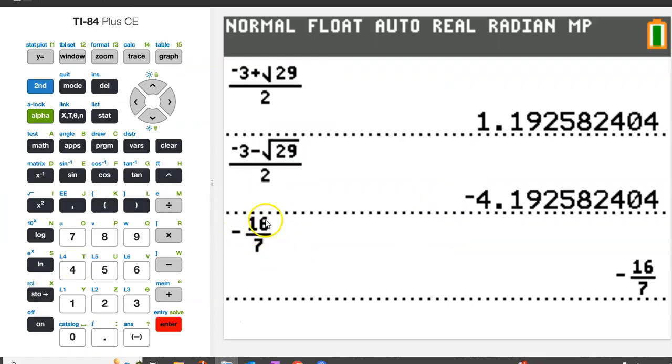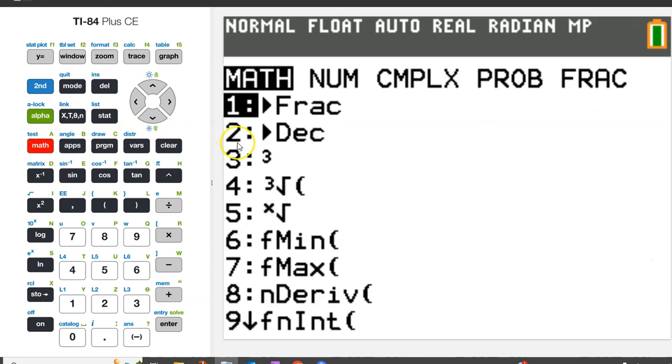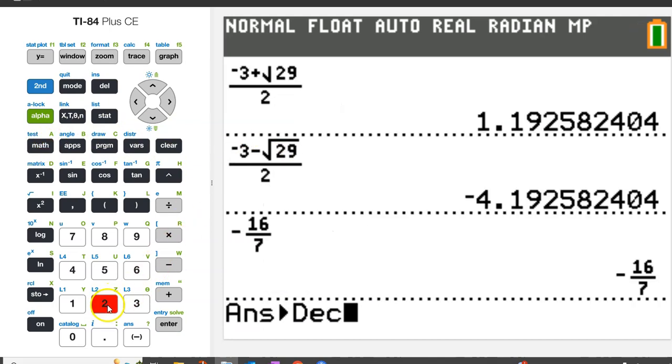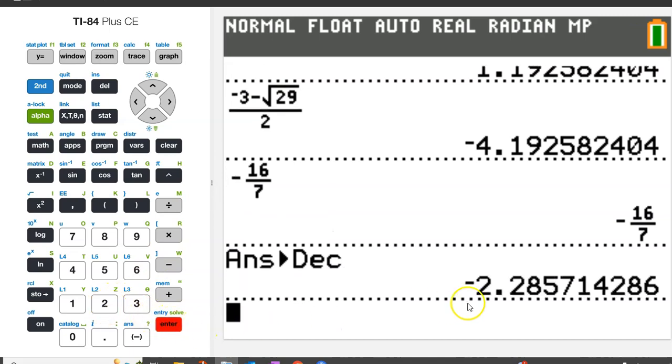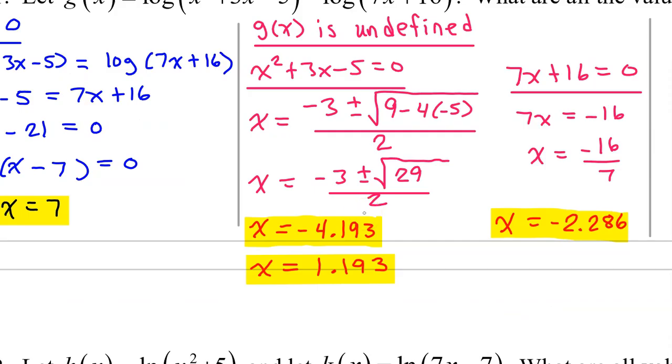I typed in negative 16 over 7, and it just gave me back negative 16 over 7. I really want a decimal approximation. Let's hit the math button and choose option 2 for decimal, and hit enter. So there you go, negative 2.286.